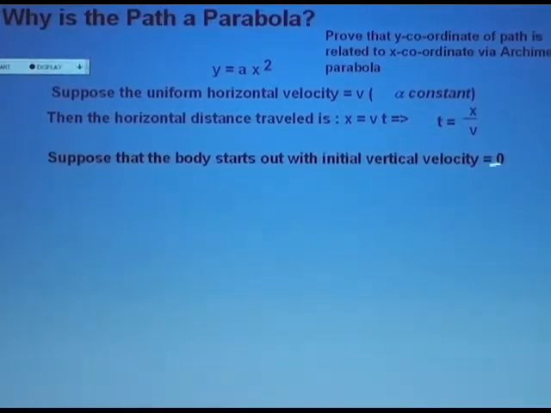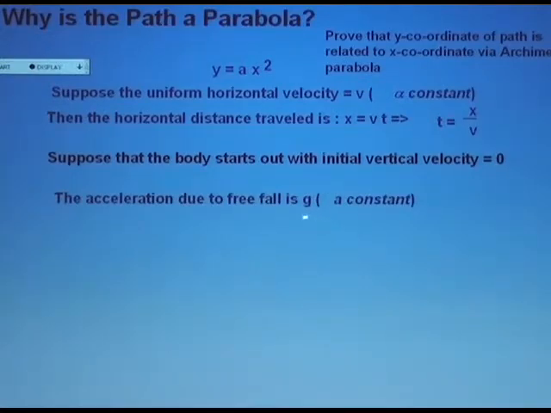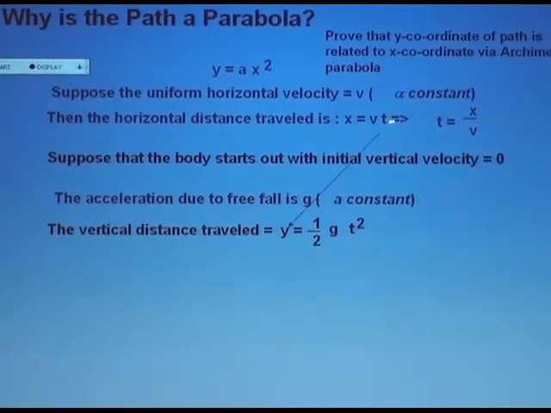Suppose that the body starts out with an initial vertical velocity 0, then the acceleration due to free fall is this constant g, and the vertical distance traveled is 1/2 gt squared. Now I get rid of t by taking this t and plugging it in here. So y equals 1/2 g x squared over v squared, because t is x over v. Now g is constant and v is constant, because this is the law of inertia and this is the law of free fall.